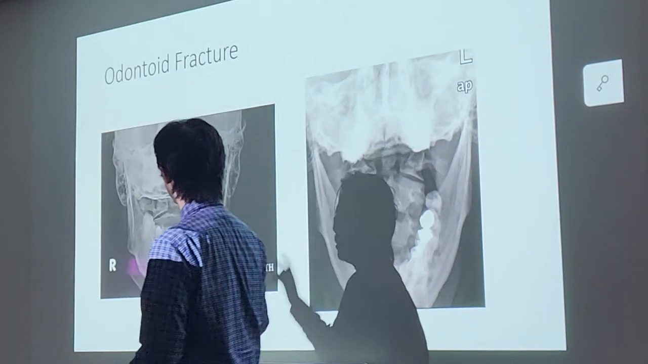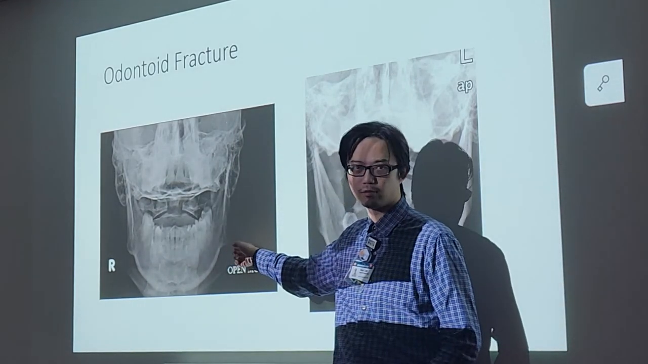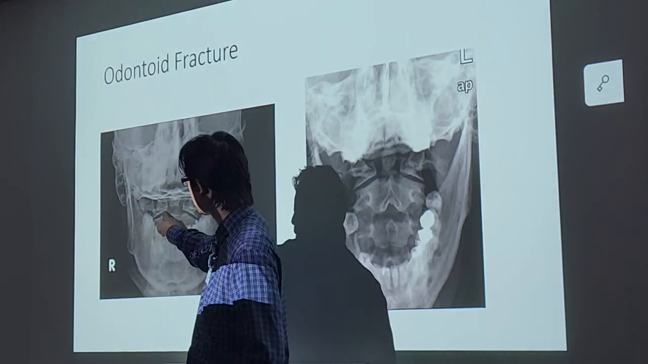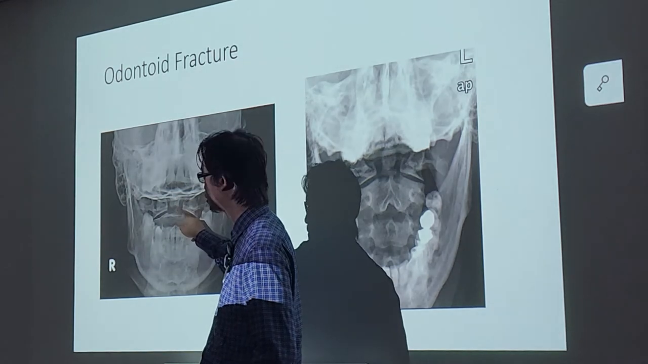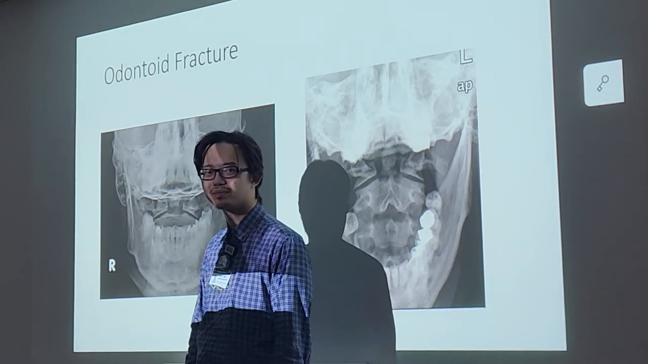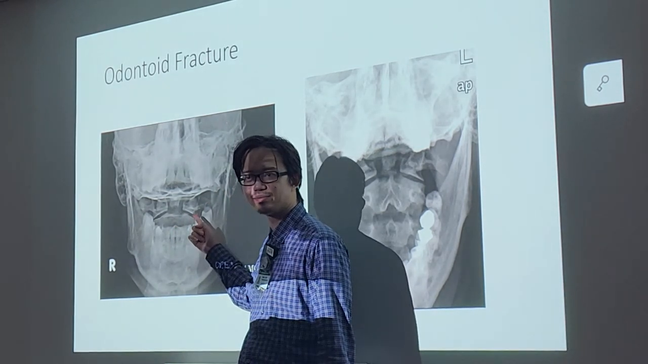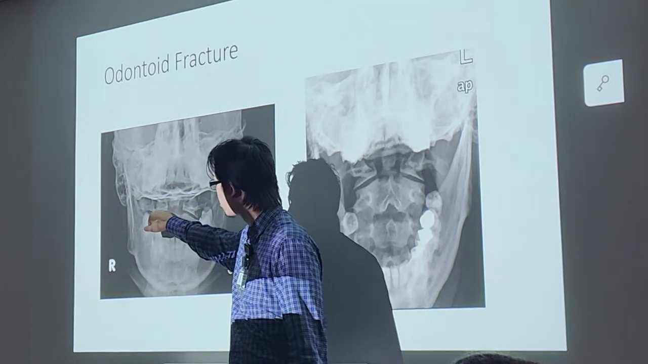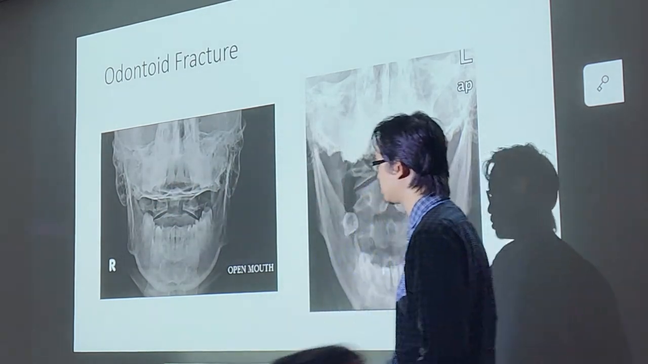So here is our open mouth. In this case, the patient did not open their mouth up very wide, so the image doesn't look as good. But here, you can see the lateral masses of C2, and here is the odontoid. Do you see the odontoid right there? And do you see the fracture? Do you see the fracture of the odontoid here? Yes. Right there. So it's broken off this entire tip. The entire process has been fractured.